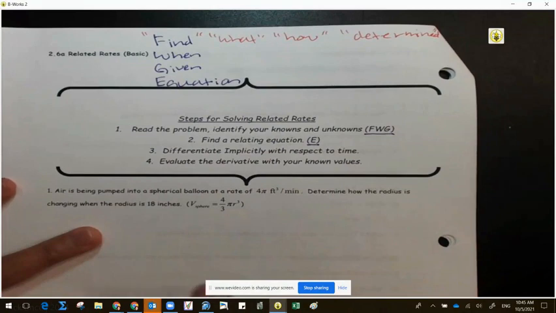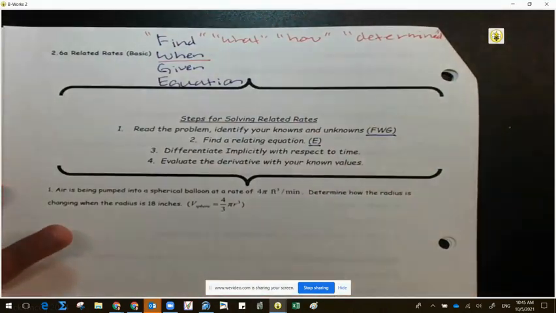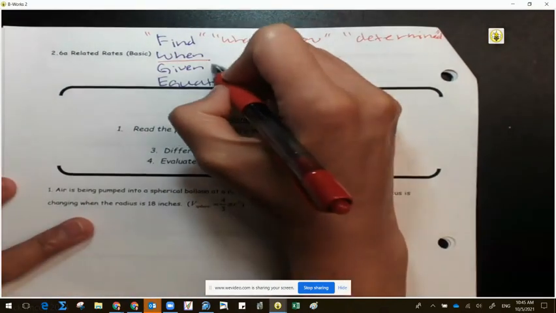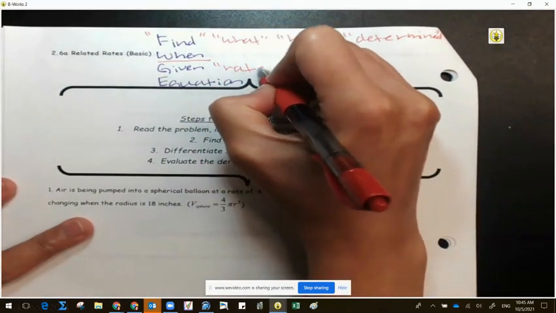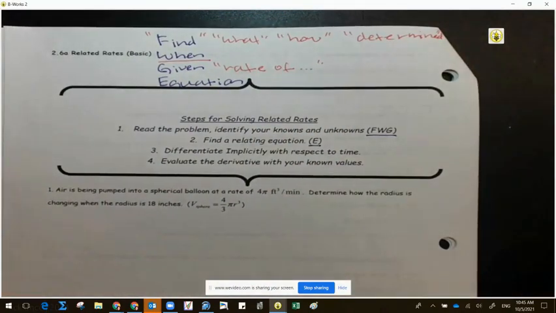Now, right now, it doesn't mean anything because we don't have an example. When, you'll literally see the word when within the word problem. And there will always be a given rate of something. Always, always. An equation is something typically I'm going to give to you unless it's simple.